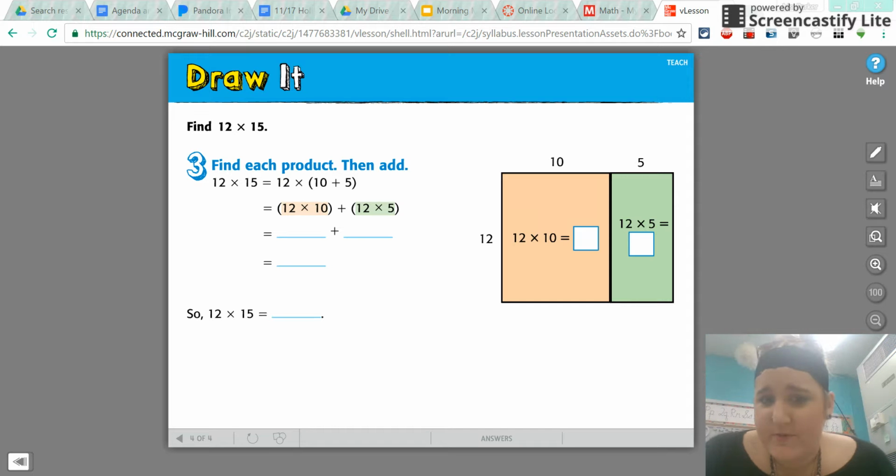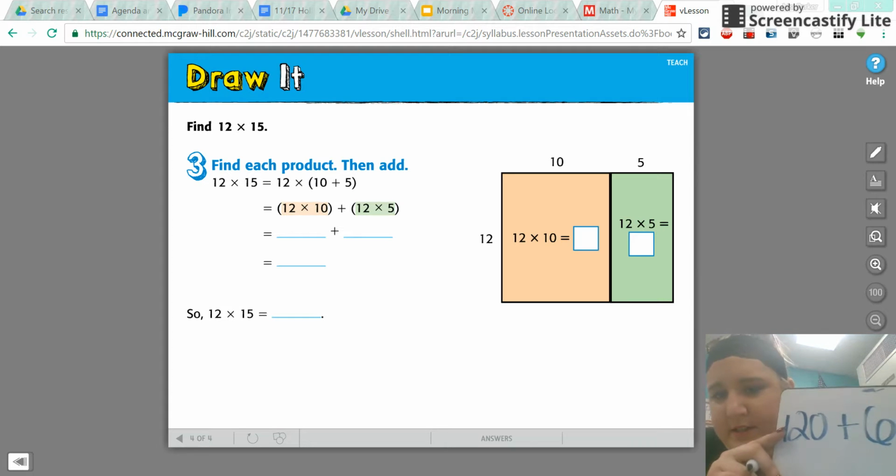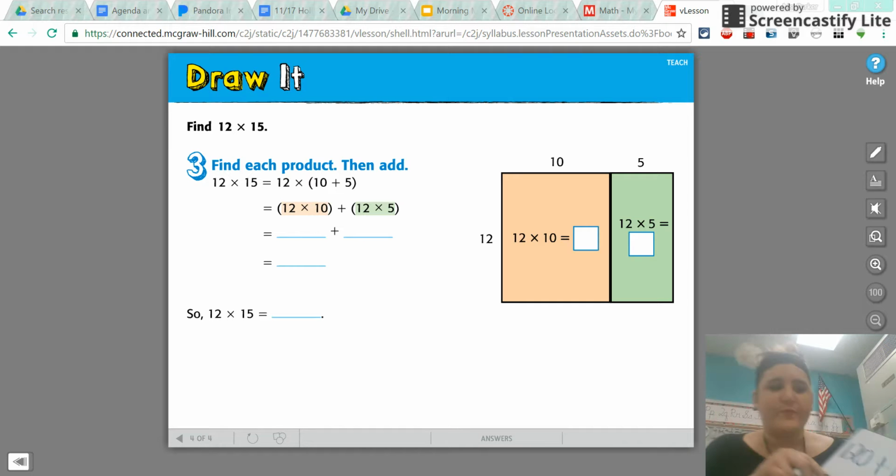Now 12 times 5. Okay, what is 12 times 5 going to be? You can think about counting by 5s if you need to. Eventually that's going to give you 60. Then we have 120 plus 60. Because we distributed 12 times 10 and 12 times 5. That gave us 120 plus 60. So now we just have to add.